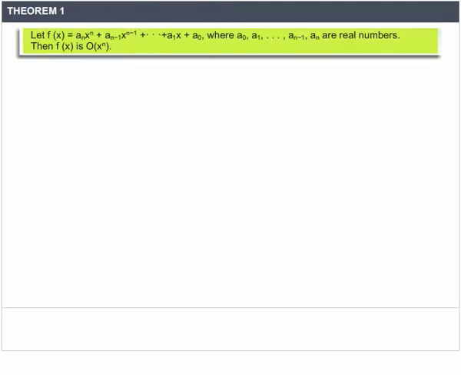Let f of x equal a_n x^n plus a_(n-1) x^(n-1) plus etc. plus a_1 x plus a_0, where a_0, a_1, etc., a_(n-1), a_n are real numbers. Then f of x is order of x^n, that is, O of x^n. Proof. Use the triangle inequality.